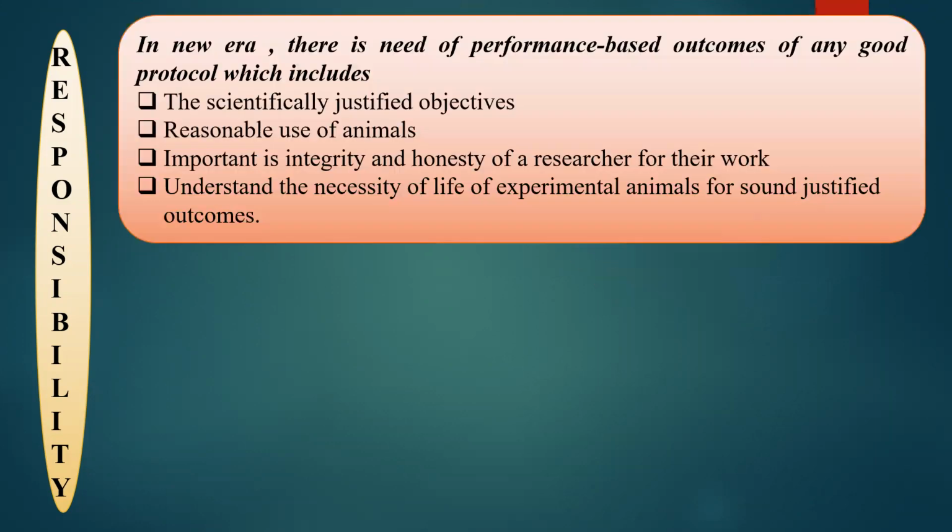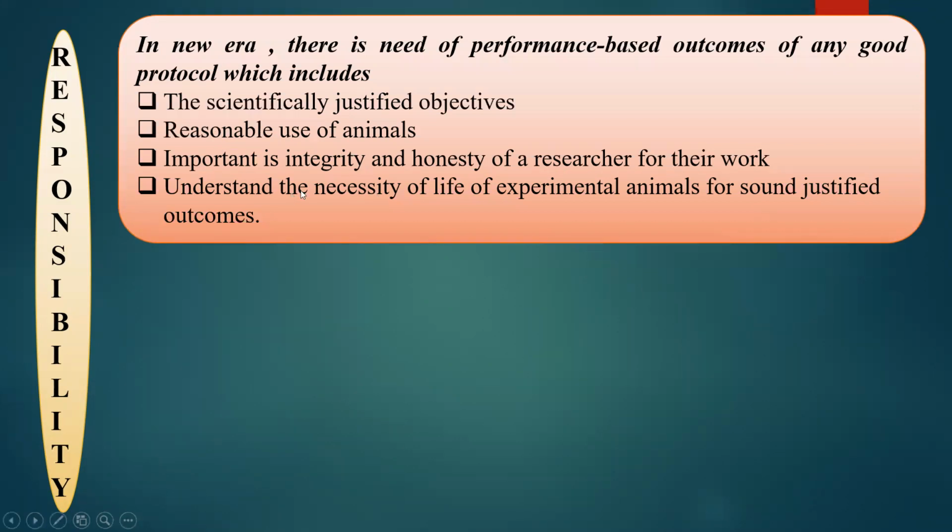Then responsibility, the concept of the fifth R, is most important to be followed by any research fraternity, that is, responsibility for experiments and experimental animals. So in the new era, there is a need for performance-based outcomes of any good protocol, and that includes a scientifically justified objective, then reasonable use of animals, and then, importantly, the integrity and honesty of a researcher for their work. This is a very important part.